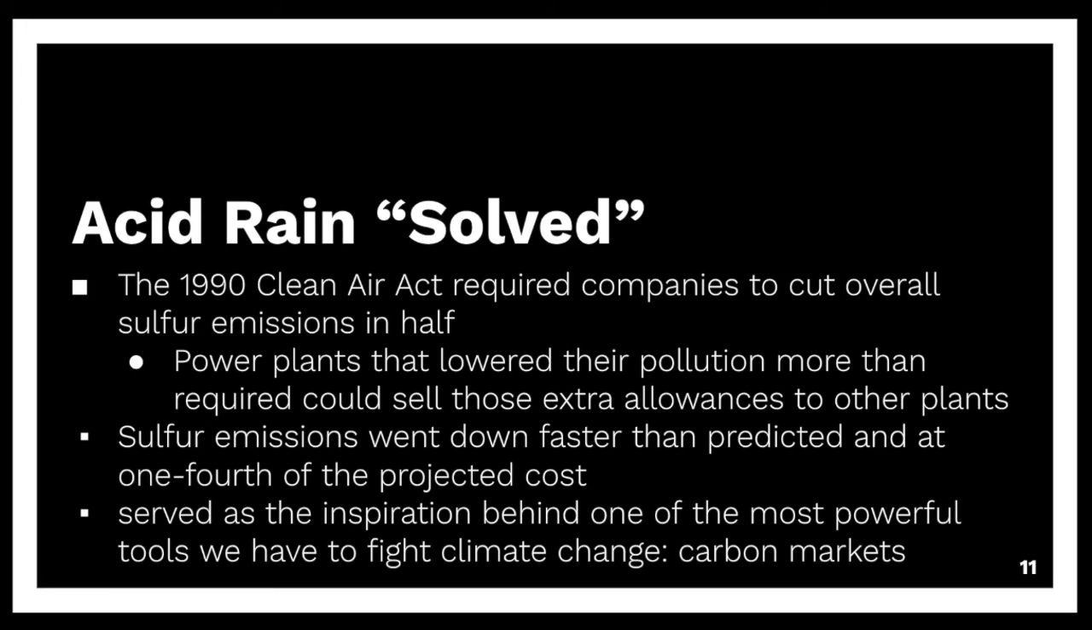However, acid rain is now considered to be an environmental success, as many claim that the issue has been solved. In 1990, the Clean Air Act included a regulation on companies to cut sulfur emissions by at least half. These sulfur emissions decreased significantly faster than anyone had imagined, and at only a quarter of the projected cost.